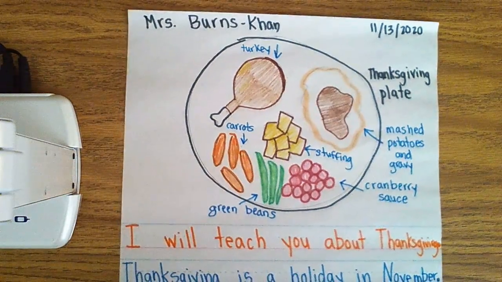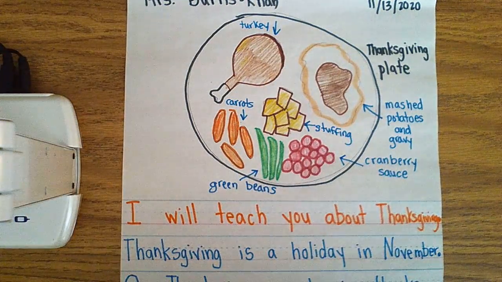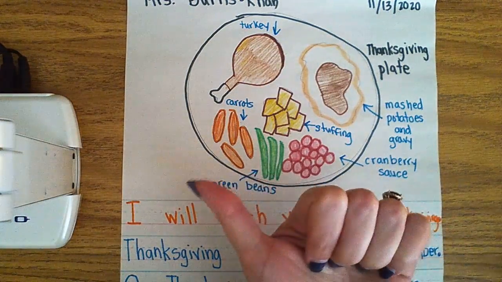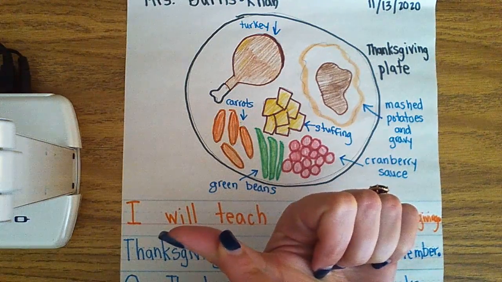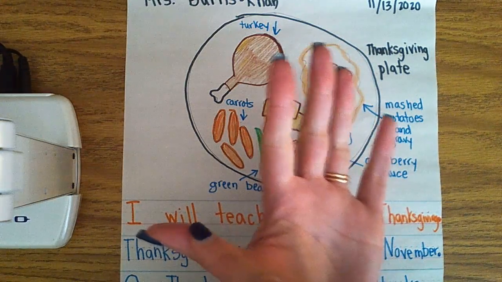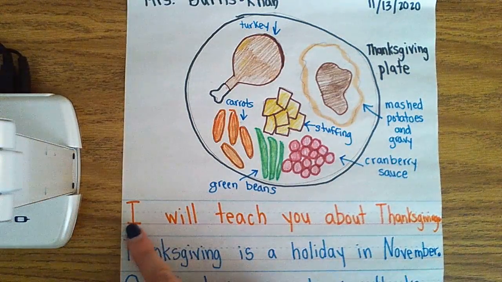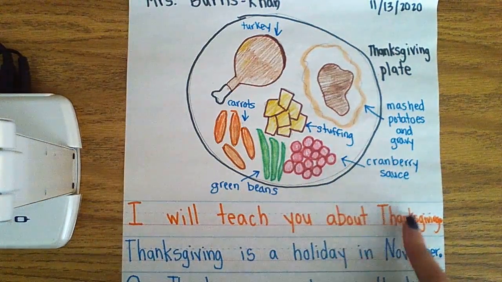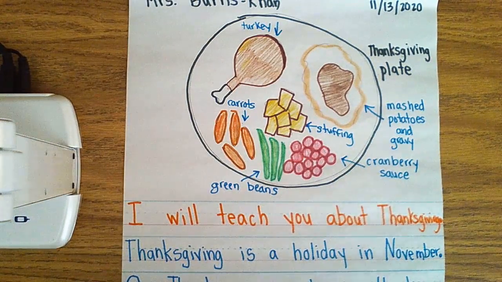So just like with all of our other informative paragraphs, we start with our topic sentence. Remember, your topic sentence is on your thumb. That's your sentence which is going to tell your reader what you're going to teach them about. So I said, I will teach you about Thanksgiving. That's my topic sentence. Let's see what I wrote. I will teach you about Thanksgiving. That sounds right and makes sense because I'm supposed to teach my reader about Thanksgiving.